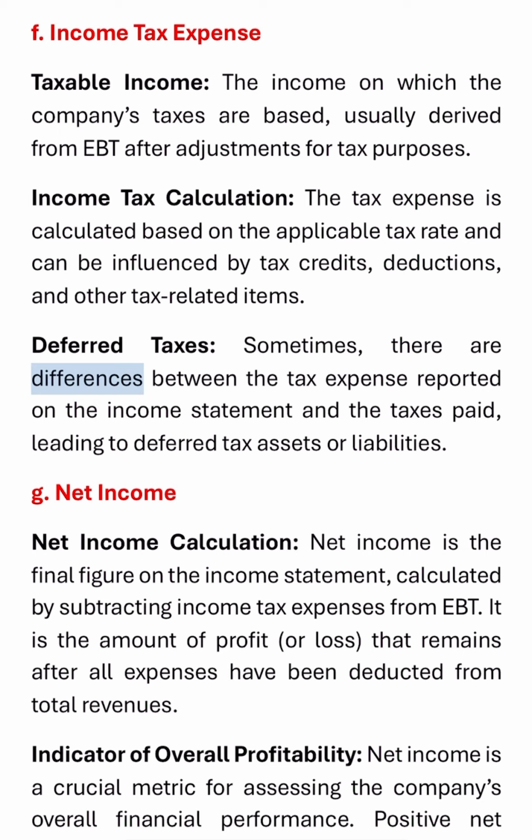Deferred taxes. Sometimes, there are differences between the tax expense reported on the income statement and the taxes paid, leading to deferred tax assets or liabilities. Net income. Net income calculation. Net income is the final figure on the income statement, calculated by subtracting income tax expenses from EBT. It is the amount of profit or loss that remains after all expenses have been deducted from total revenues.